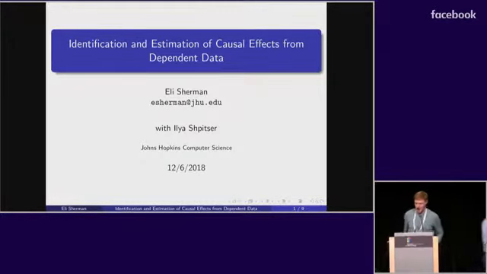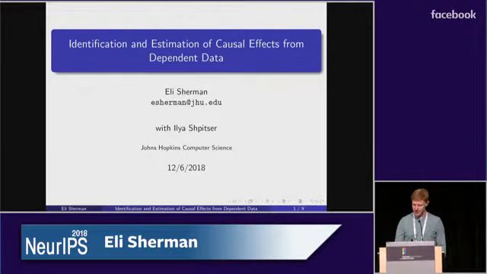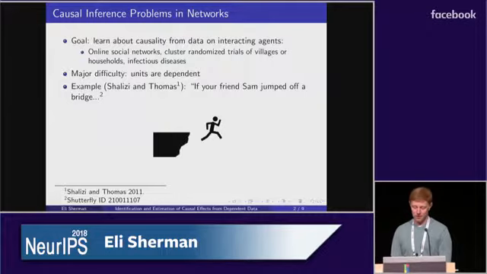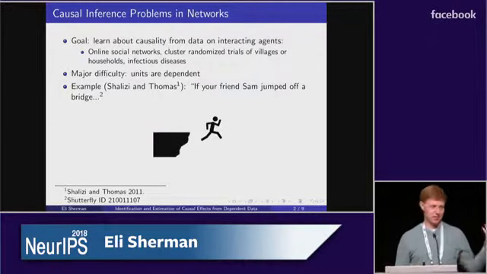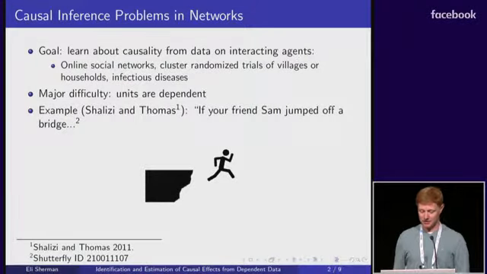Hi, everyone. I'm Eli, and this work is with Ilya Spitzer, both at Johns Hopkins. So we're interested in estimating causal effects from data on interacting agents. This could be online social networks, flu vaccines, infectious diseases, randomized trials on small villages that are otherwise independent. The major difficulty here, of course, is that the units in the data are dependent.